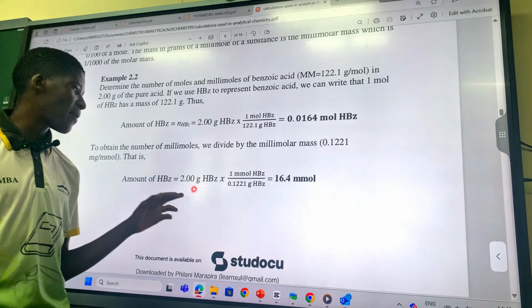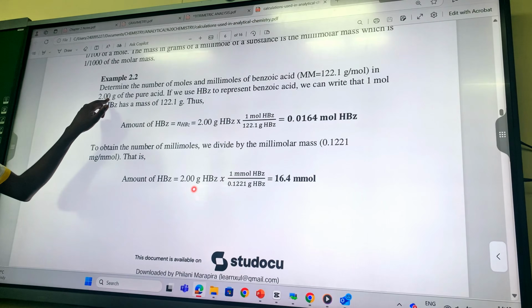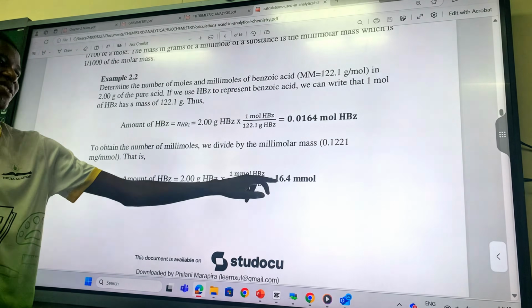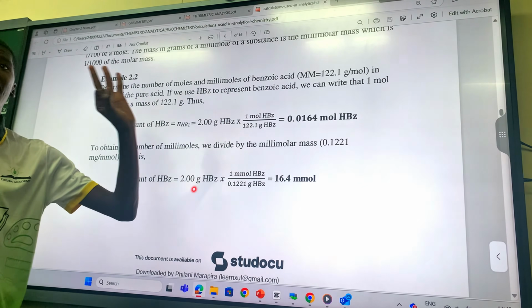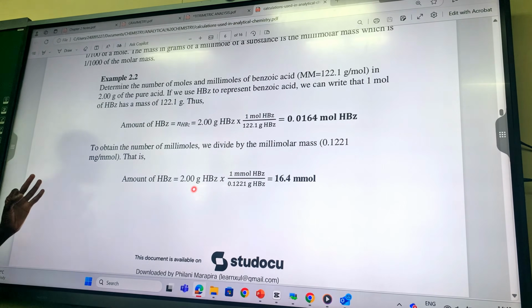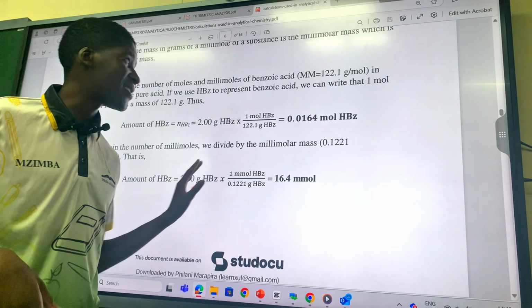So the same applies here to your answer. Remember, we had 3 digits for our mass, so our final answer must have 3 digits as well. Round it off in such a way that you end up with 3 digits. That's how we use significant figures.